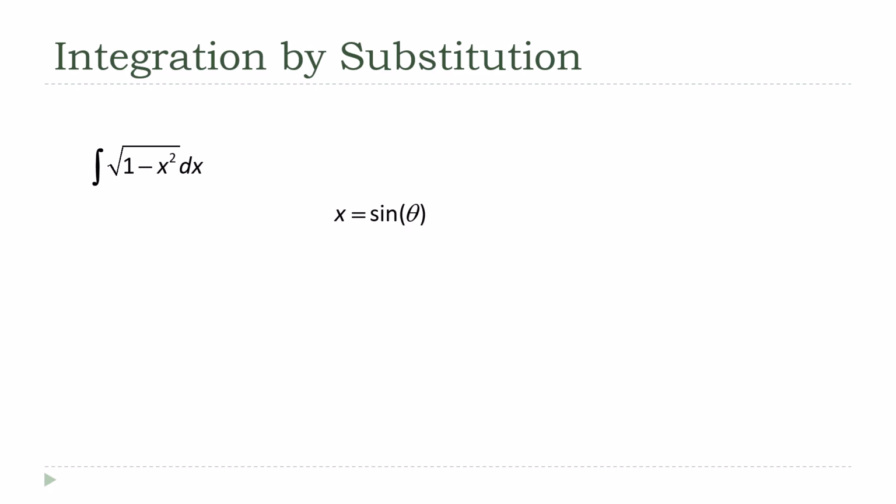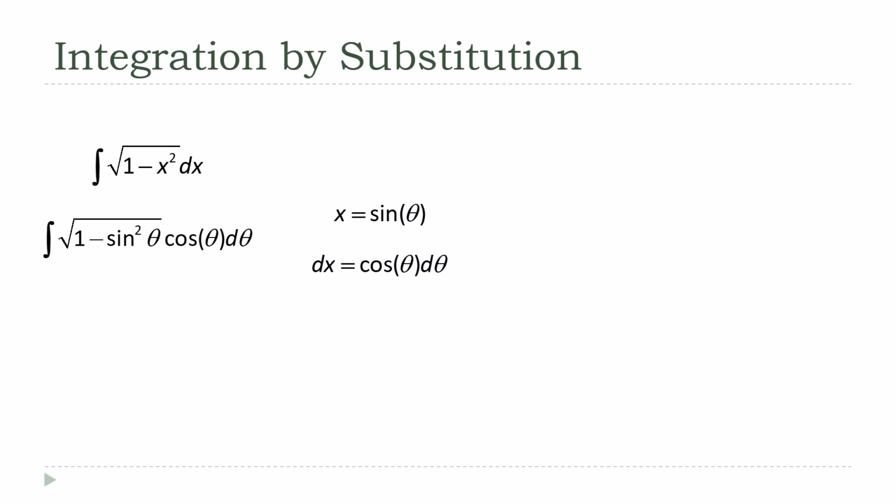Because I'm thinking ahead here. If I put the sine of theta in there, that becomes the square root of 1 minus sine squared theta. Well, let's actually go ahead and do it. That becomes the square root of 1 minus sine squared theta times cosine theta d theta, because that's dx, if I differentiate my substitution.